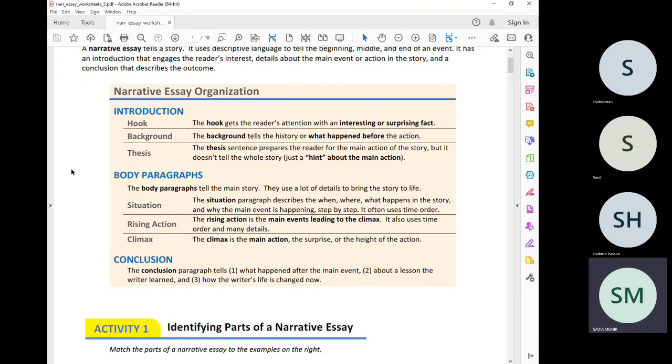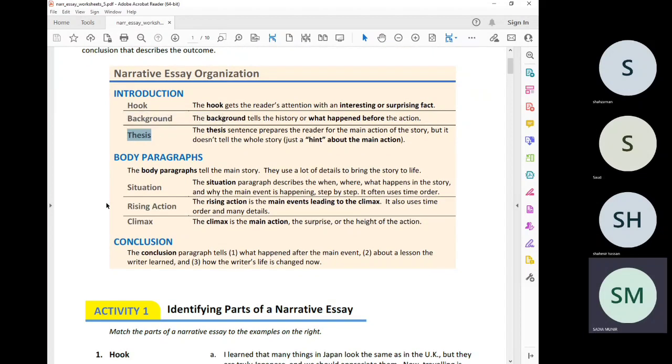The hook gets the reader's attention with an interesting, surprising fact. The background tells the history of what happened before the action. The thesis sentence prepares the reader for the main action of the story, but it doesn't tell the whole story. So it is more of an introduction instead of writing about the entire thing.